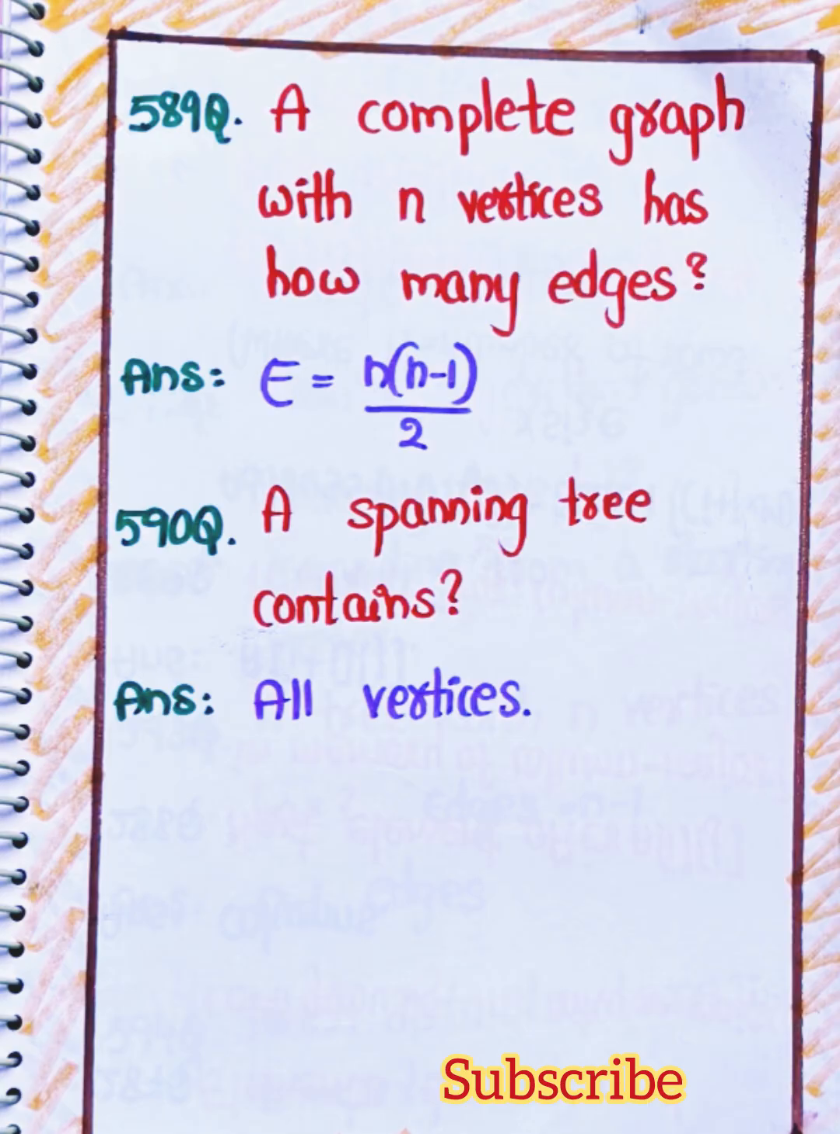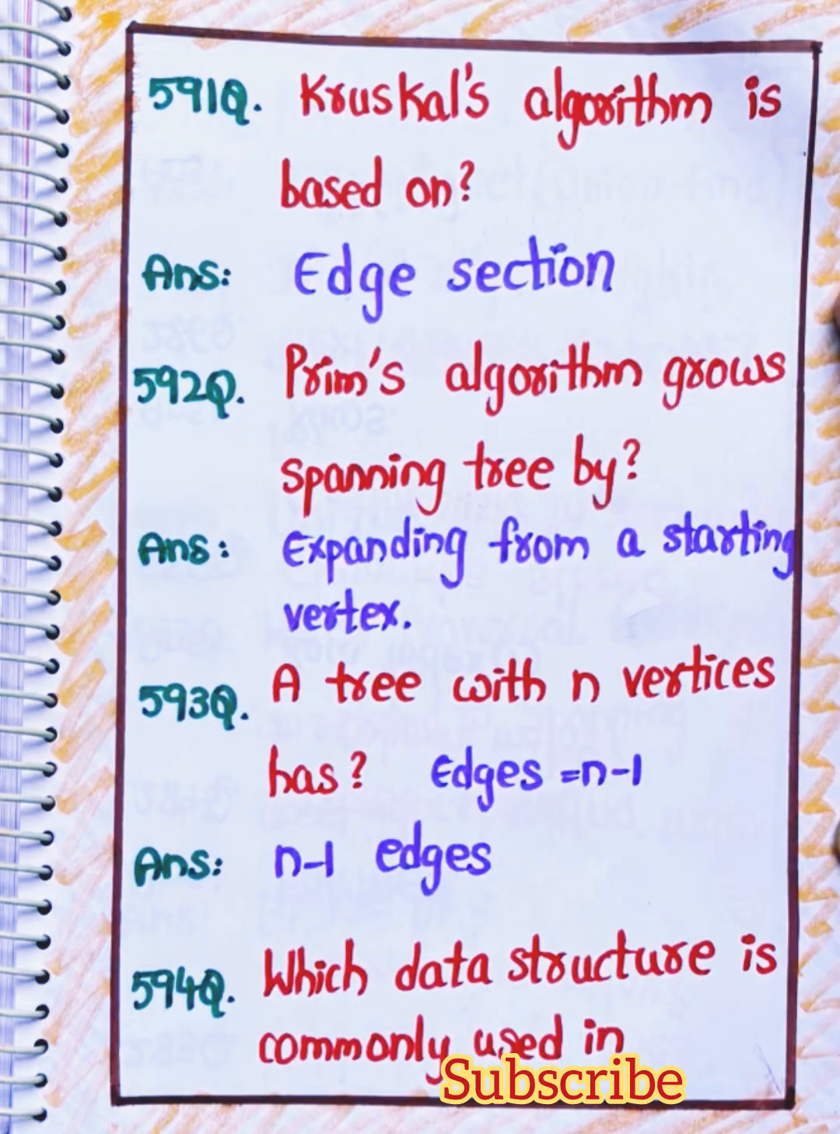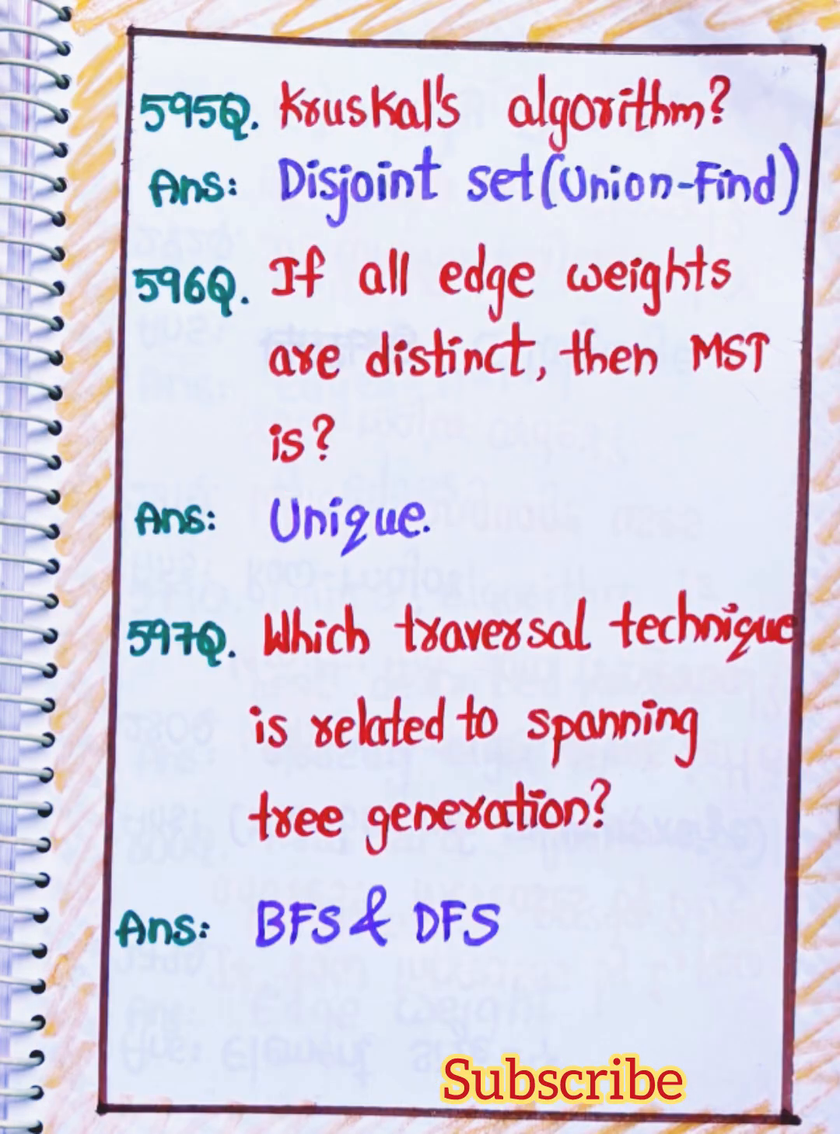Next question. A spanning tree contains all vertices. Kruskal's algorithm is based on edge selection. Prim's algorithm grows the spanning tree by expanding from a starting vertex. Next question. A tree with n vertices has n-1 edges. Which data structure is commonly used in Kruskal's algorithm?